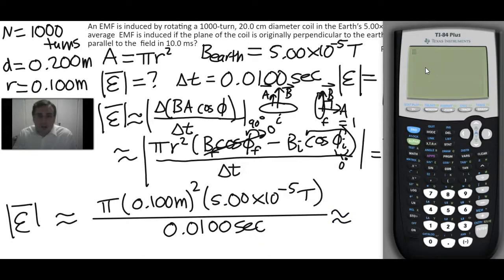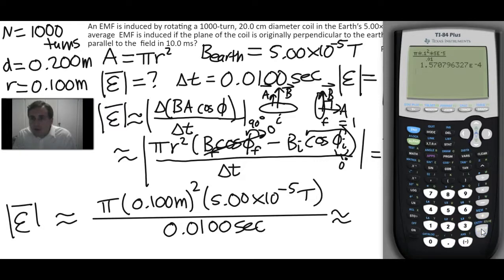Okay, so let's get this value. Calculator's on. Let's go ahead and do alpha, get a stack, numerator over denominator. Let's do second pi times the radius squared, that's 0.1 squared. Then times 5 times 10 to the, that's second EE, negative 5, and we'll divide that all by 0.01.